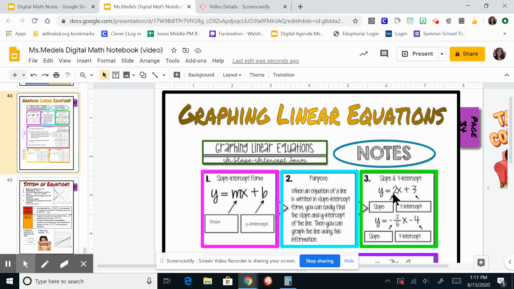I have y is equal to 2x plus 3. Because that 2 is attached to that x, that is your slope. That's your one given. And then this plus 3 is going to be your y-intercept. Same as if I have y equals negative 2/5 x minus 4. That negative 2/5, because it's attached to the x, is going to be your slope. And then that minus 4, or negative 4, would be your y-intercept.